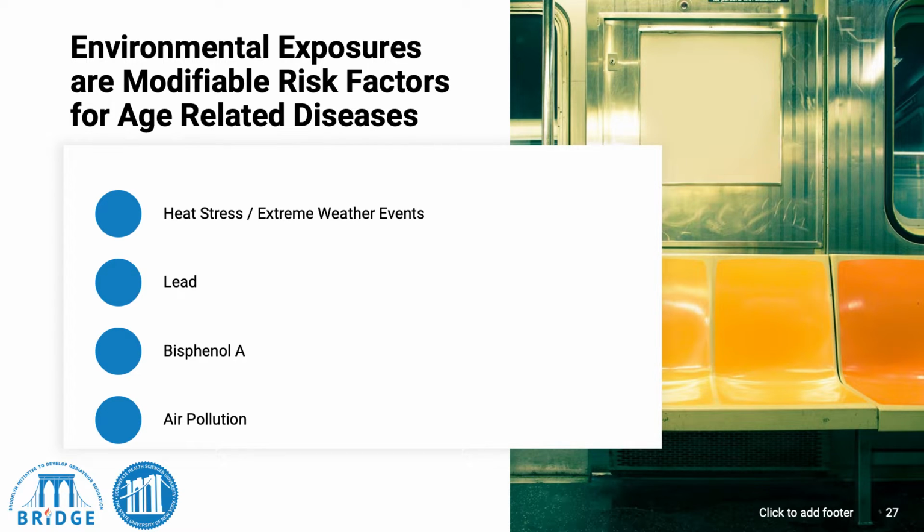So I said that I'd be talking about a few exposures, and so these are the ones that I'll be focusing on in terms of modifiable risk factors for age-related diseases. So there's heat stress, extreme weather events, or as I mentioned already, climate change, climate crisis, climate emergency. The list goes on for the ways that we can talk about climate change. Lead, the chemical lead, bisphenol A, which is in plastic, and air pollution, which is another big topic, but I'll be narrowing it down for us.